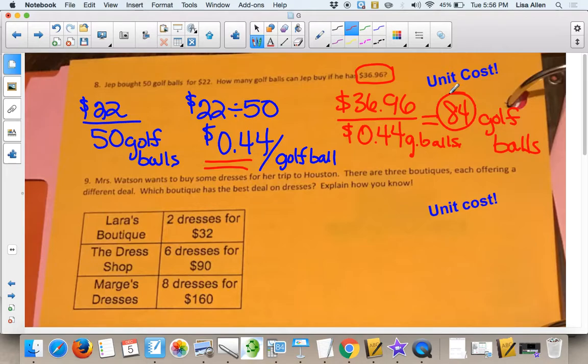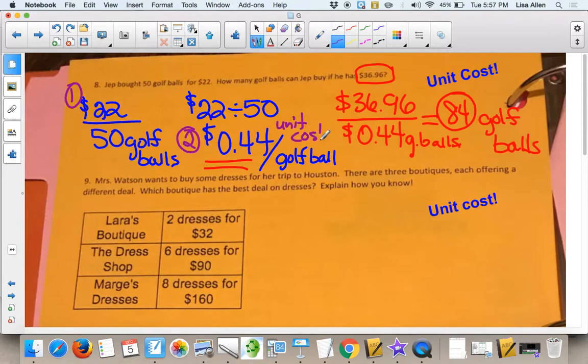So if you are going to do this by hand, your first step is you're going to take your total, $22, divided by your 50 golf balls. You're going to find your unit cost. Actually, not there. You're going to find your unit cost here, second one. So this is your unit cost. I'd probably write it a little neater than this.